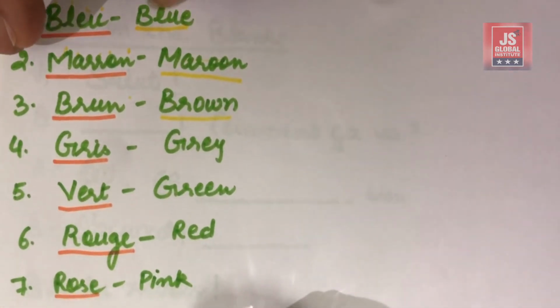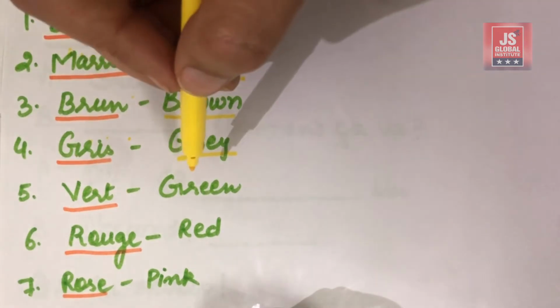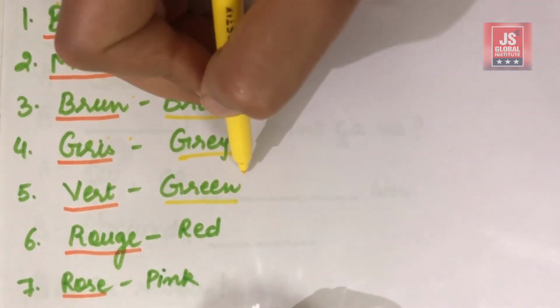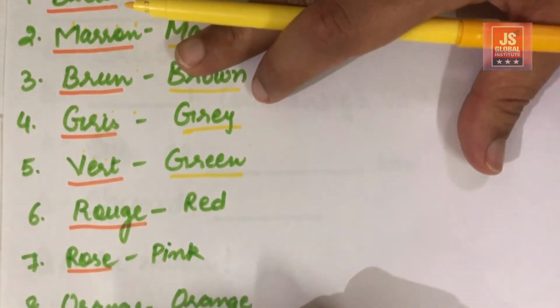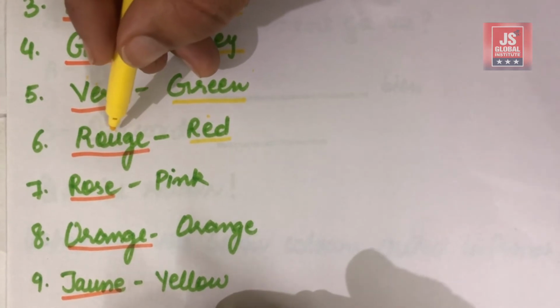Next is grey. What is grey called in French? Gris. That is G-R-I-S. What is pronounced? Gris. Alright. What is green pronounced in French? That is vert. V-E-R-T. Vert. After that, what is red called in French? Rouge.